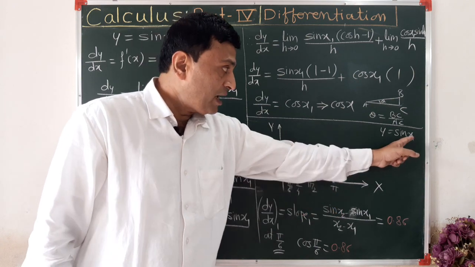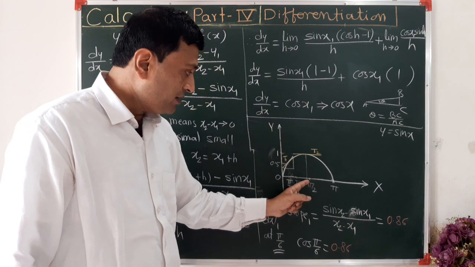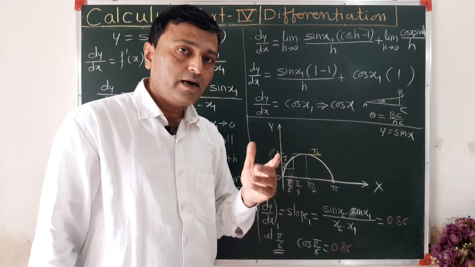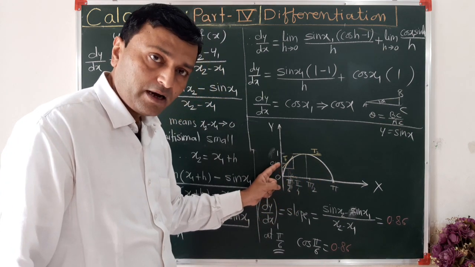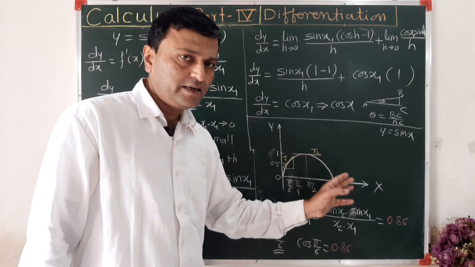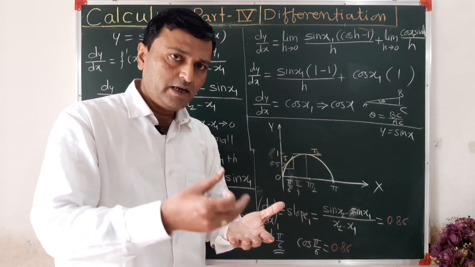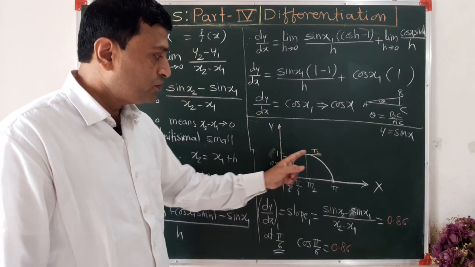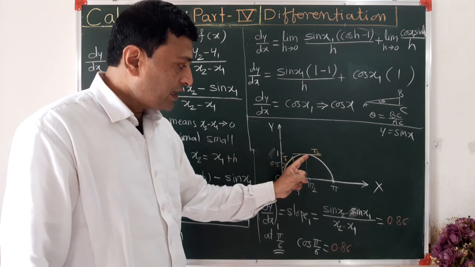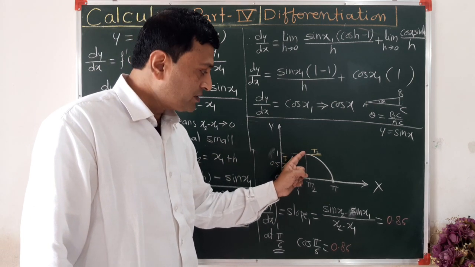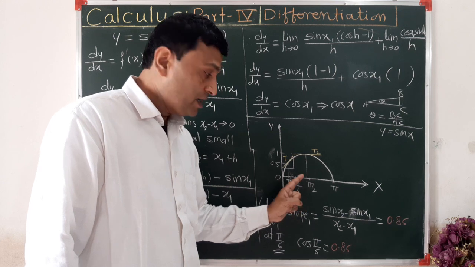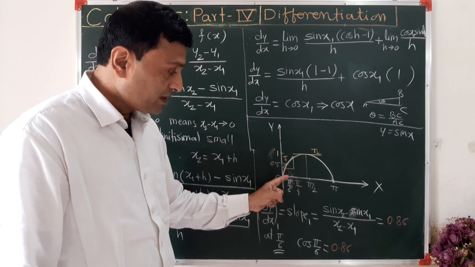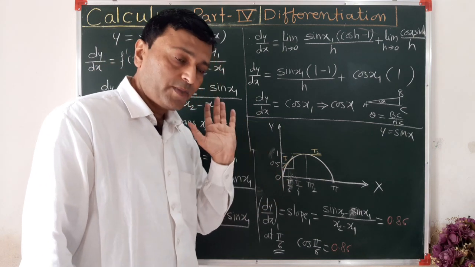For pi by 2, sine 90 is 1, so this point will be 1. For pi by 6, sine 30 is half, I got half. Similarly I will get different values. You can use a calculator and your scale and you can develop the graph. I have shown two tangents. One tangent at the top, at angle pi by 2, where the value of x is pi by 2, and at pi by 6 I have drawn a tangent to the graph.